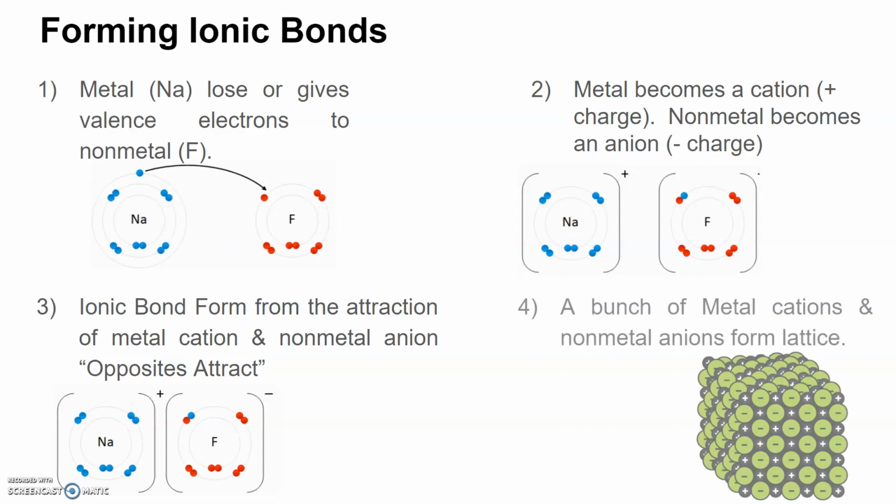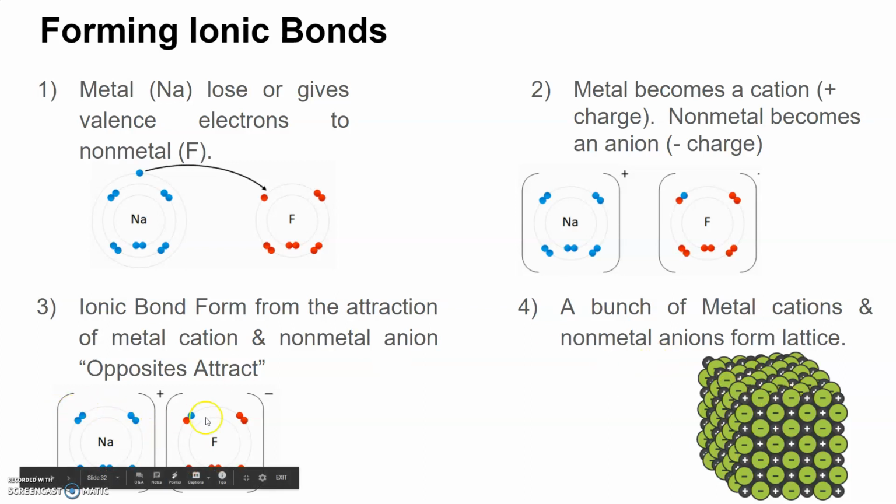That's what's happening here. And that's actually what forms the ionic bond, that opposite attraction of the metal cation and the nonmetal anion. Now, when you have a bunch of these metal cations and anions, you form a lattice. So ionic compounds look more like this. They don't just look like two atoms connected together. They're in a lattice or network as shown here. So you have the negative anion and then the metallic cation.